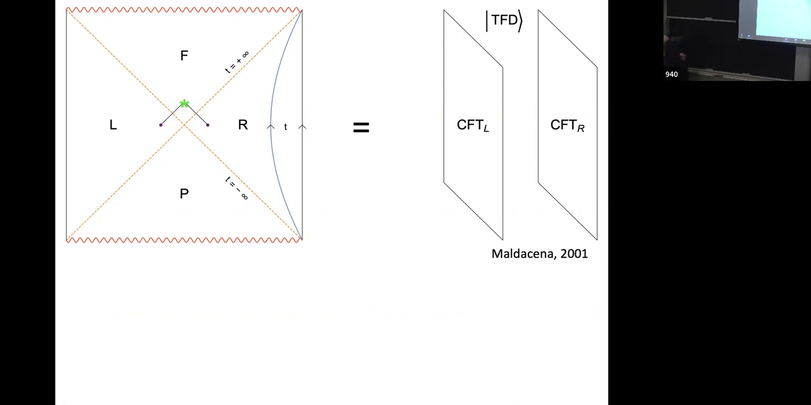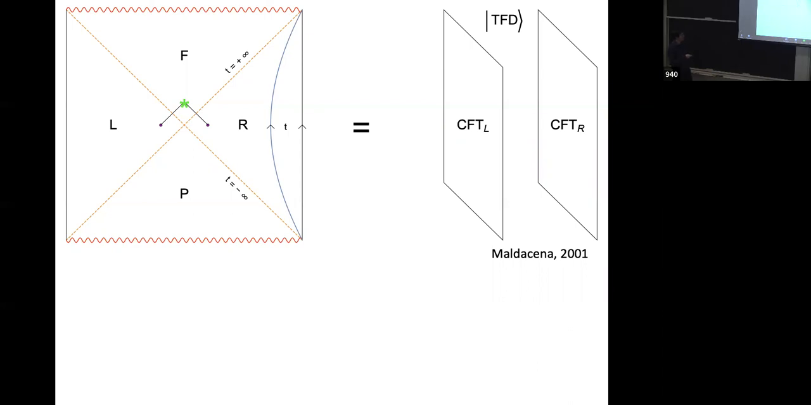Okay. So this is the well-known example: if you consider an eternal black hole in AdS, this is a Kruskal diagram, and it is supposed to be dual to two copies of your CFT in the thermofield double state. The thermofield double state is a very special state. If you trace out one of the CFTs, you get the thermal state of the other CFT.